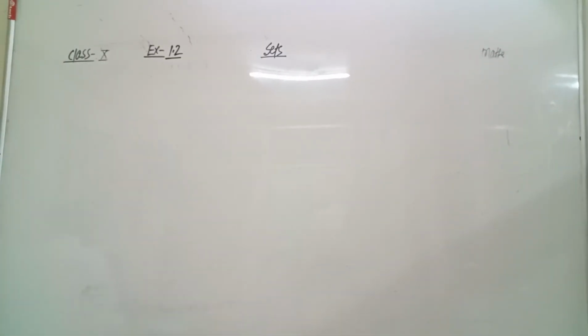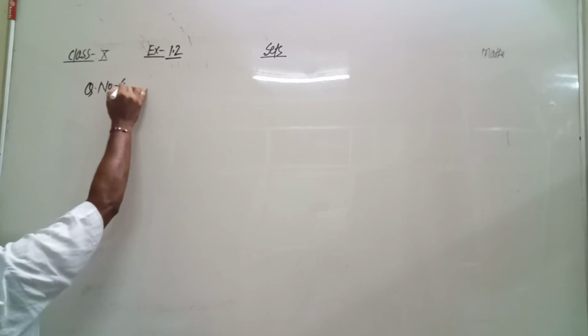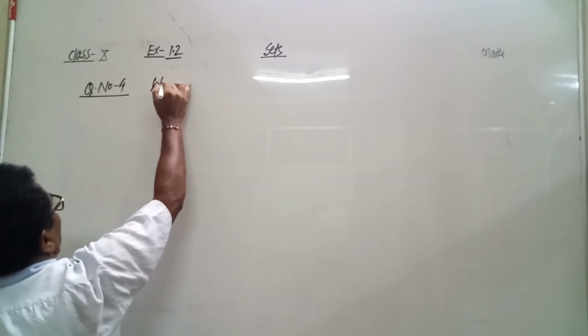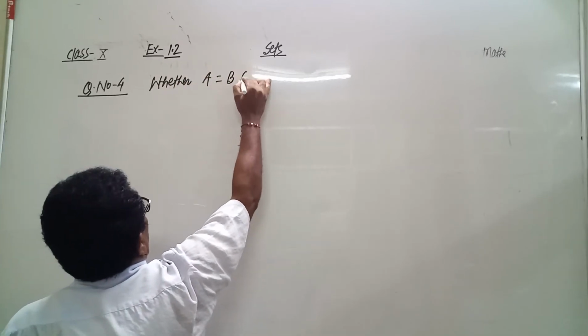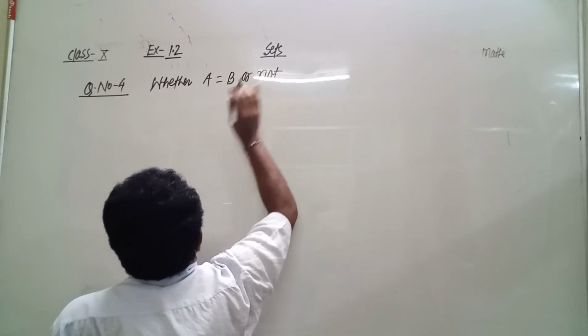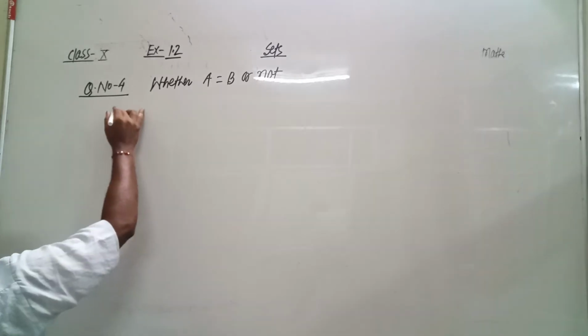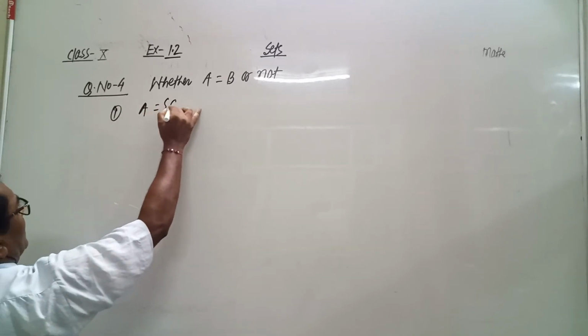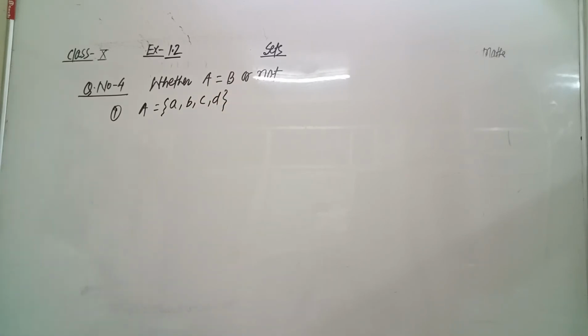Now, question number 4. In the following sets, whether A equals B or not. We have to say whether A equals B or not. First, set A is {a, b, c, d}, having the elements a, b, c, d.